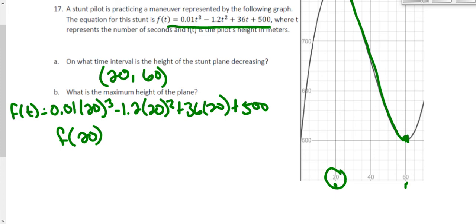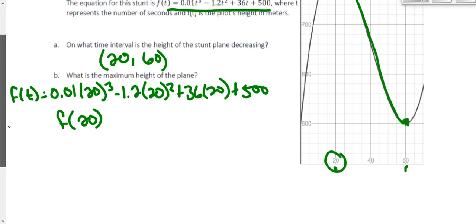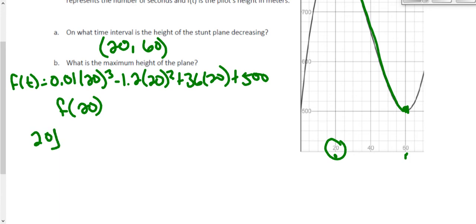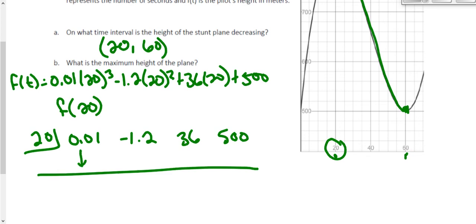I know that looks like really gross division, but this actually works out really nicely, and the math I have to do is a little simpler than actually plugging it in to solve. So I would put a 20 in the top left corner. I would put a 0.01 for my first coefficient, negative 1.2 for my second, then 36, then 500. When I bring down my first term, 0.01, I have to multiply that by 20, and that actually brings this over one spot and doubles it, or the calculator will tell you it's 0.2.